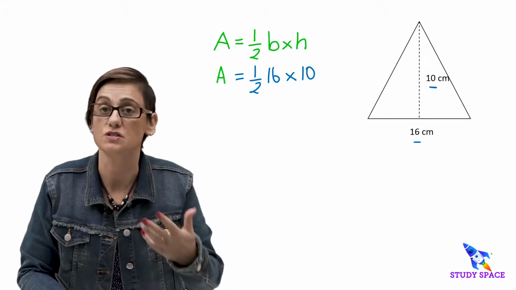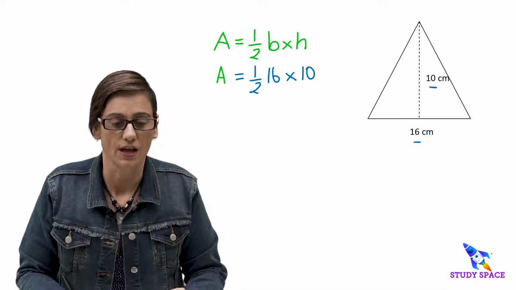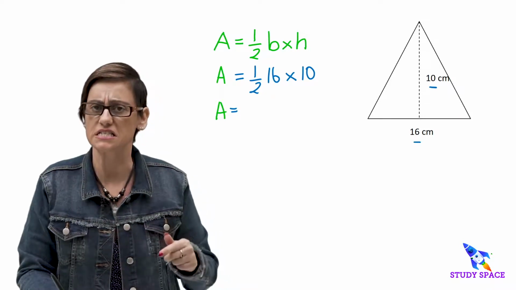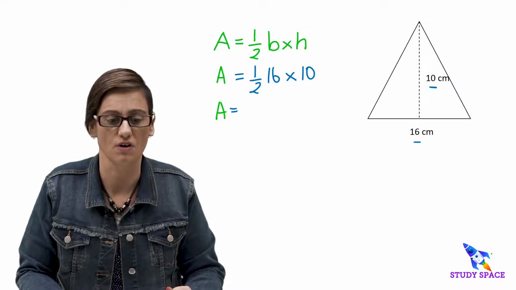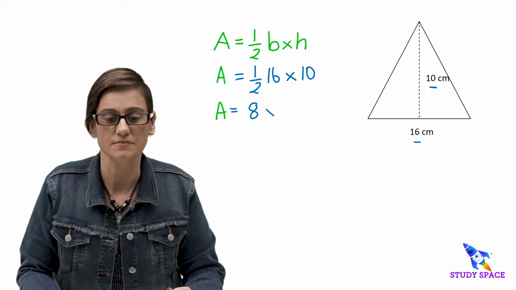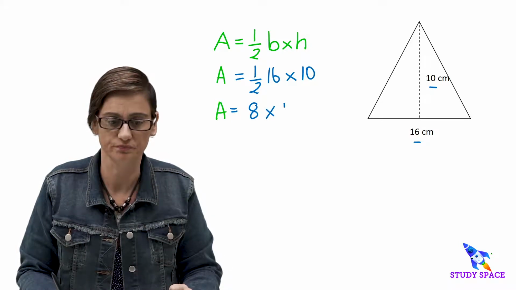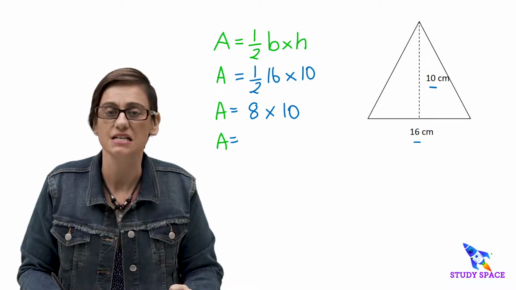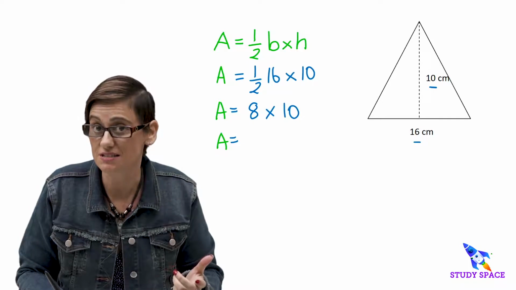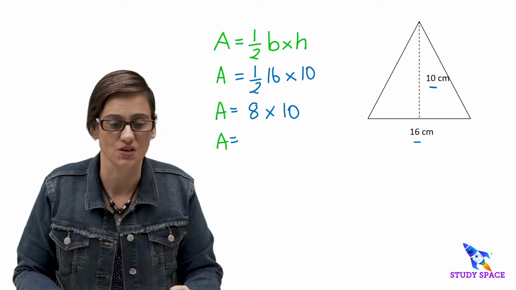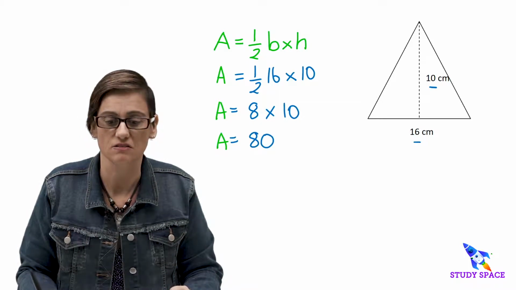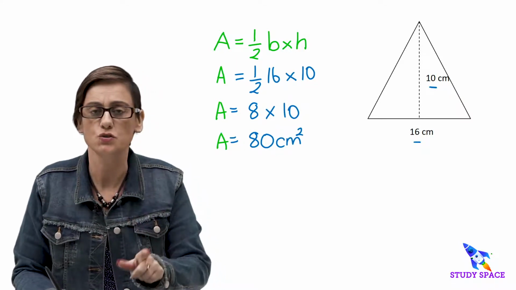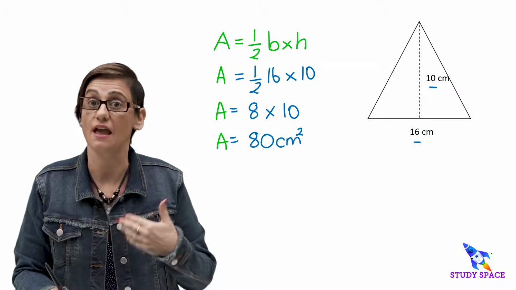Okay, so let's do some calculations now. So area equals half of 16. So half of 16 is 8. So we'll write 8 times our 10, because that doesn't change. So area for this triangle equals 8 times 10, which is 80. So 80, and our system is centimetres and squared. So the little 2 squared represents area.